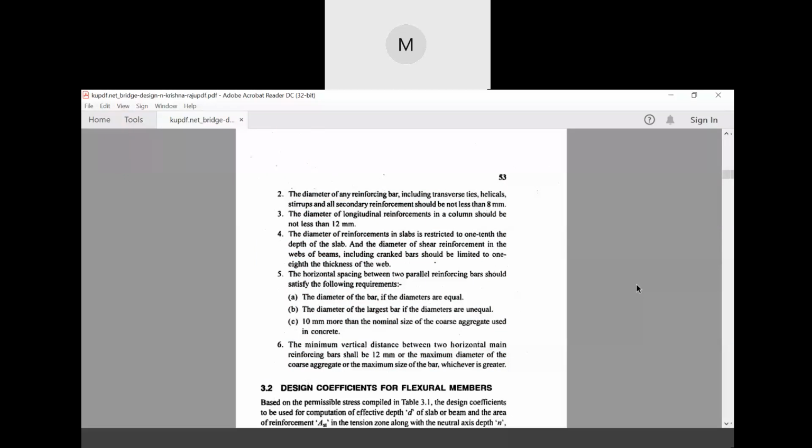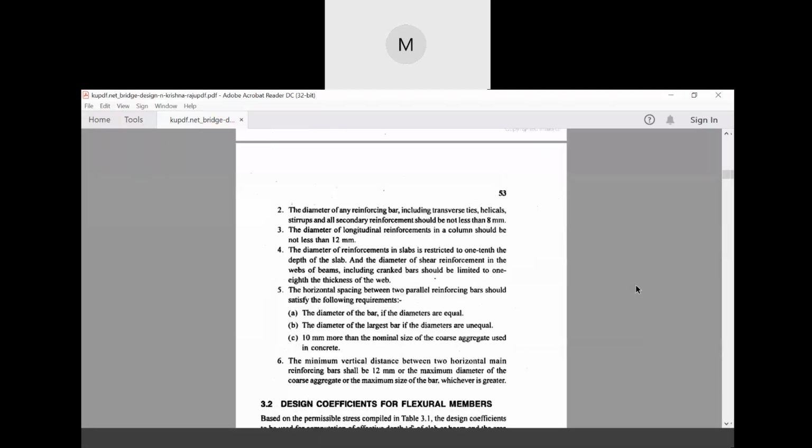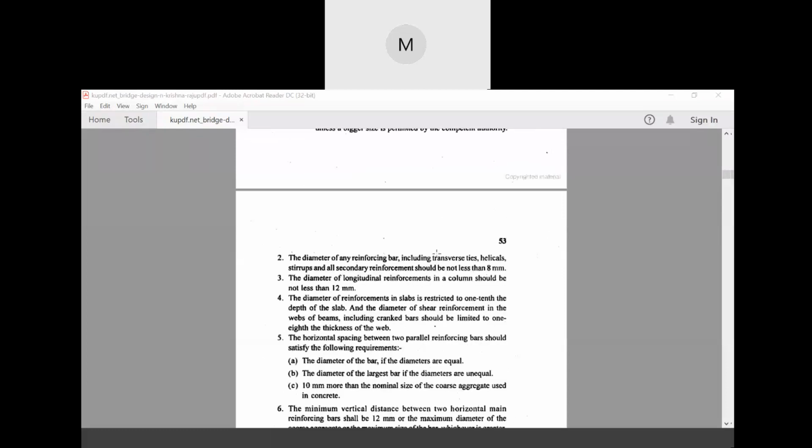Is it done? Taking a screenshot of this. So these are certain criteria. Is it over? Okay, done. Now look, if you see this, there are certain criteria. First of all, the diameter of reinforcement bar, then diameter of longitudinal reinforcements, diameters of reinforcement in slabs, horizontal spacing between two parallel bars.